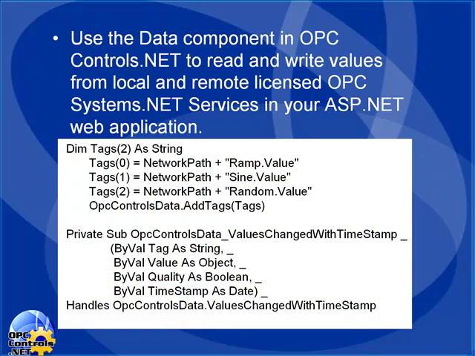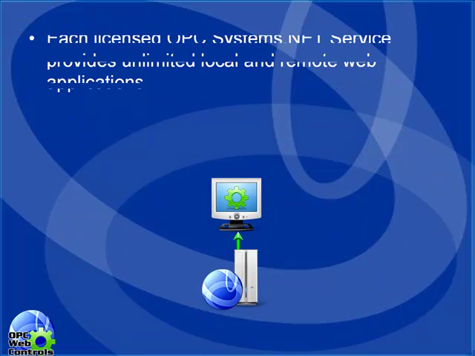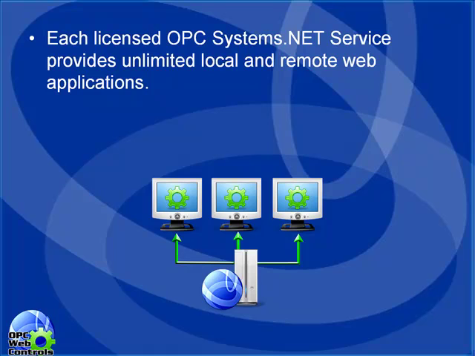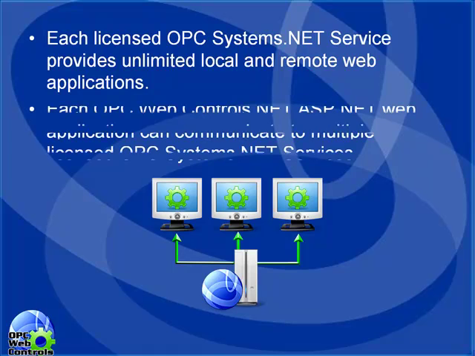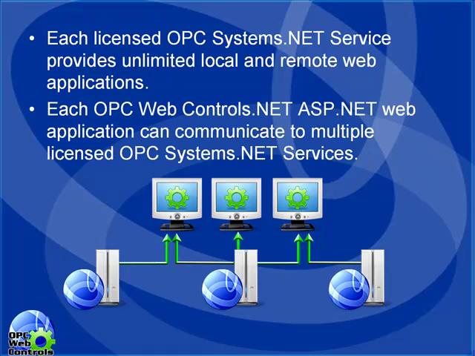And if you need programmatic data in your web application, there's a different product, which is OPC Controls.net. This includes a data component that you can programmatically read and write data from your web application. Each licensed OPC system service supports unlimited numbers of web applications running locally and remotely. And each web application that you build can connect to unlimited numbers of licensed services. This allows you to build a very scalable solution.